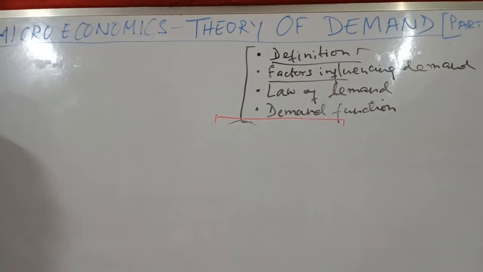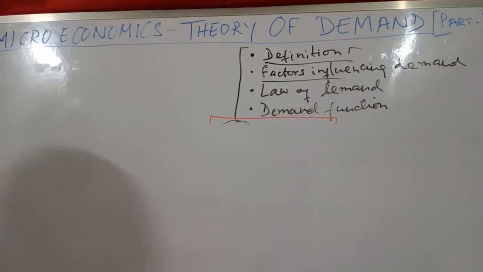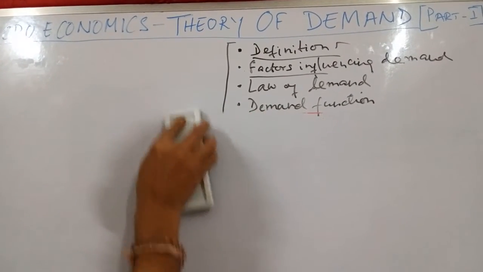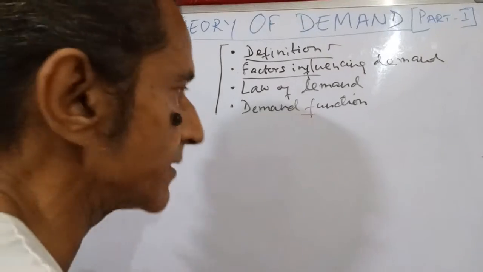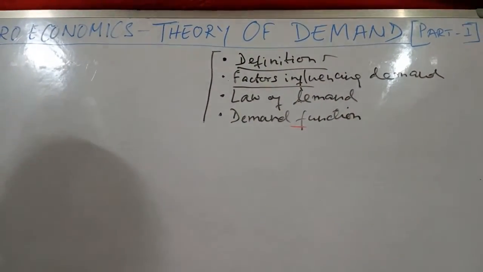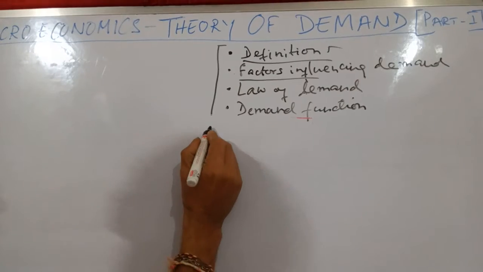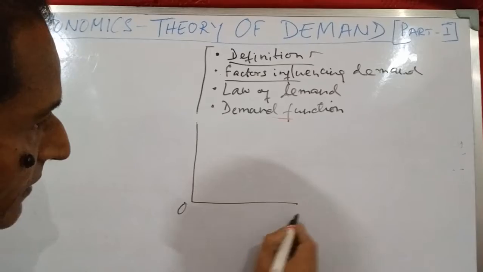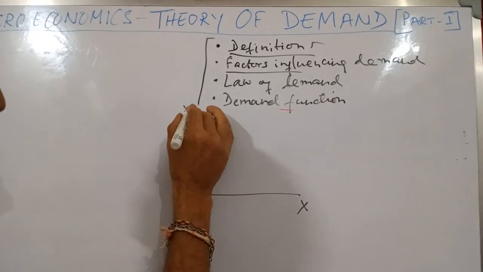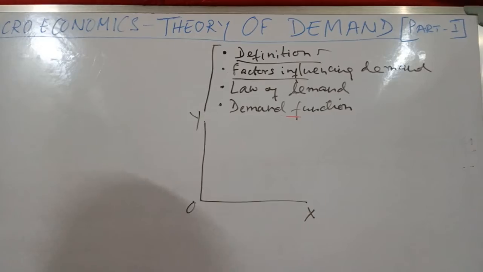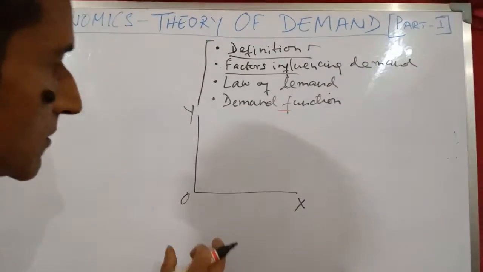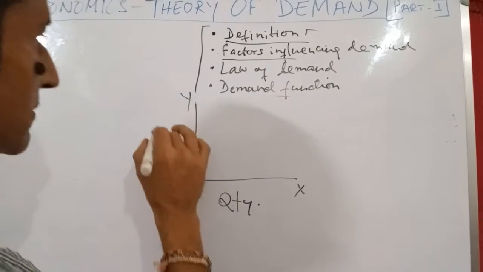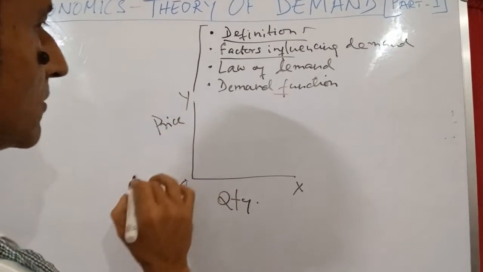So the law of demand states, when price of a commodity increases, quantity demanded falls, and when price falls, quantity demanded increases, other things remaining constant. So graphically we can explain the law of demand. Actually, the law of demand directs us to derivation of the demand curve. Let us measure quantity on the x-axis and price on the y-axis.